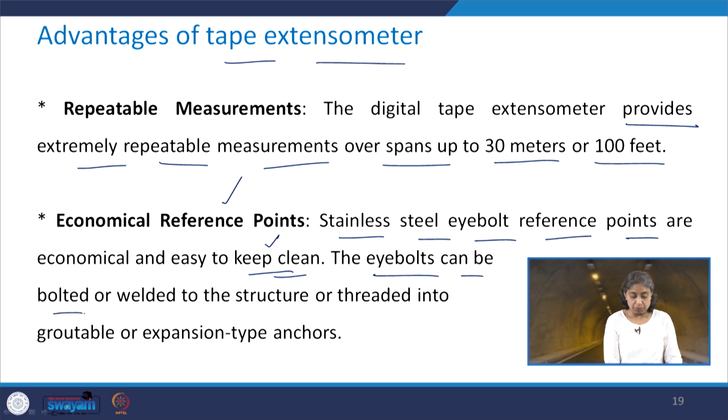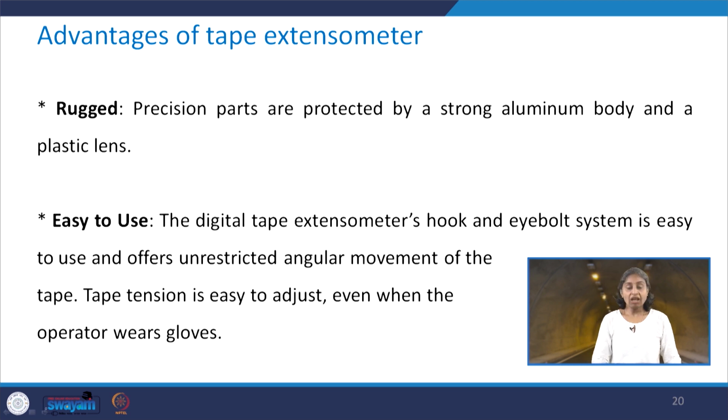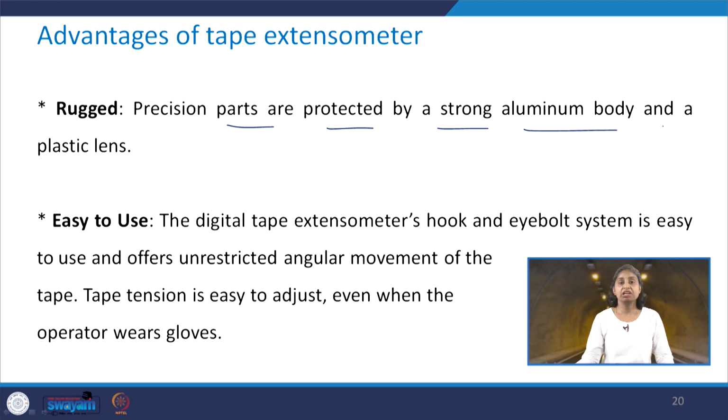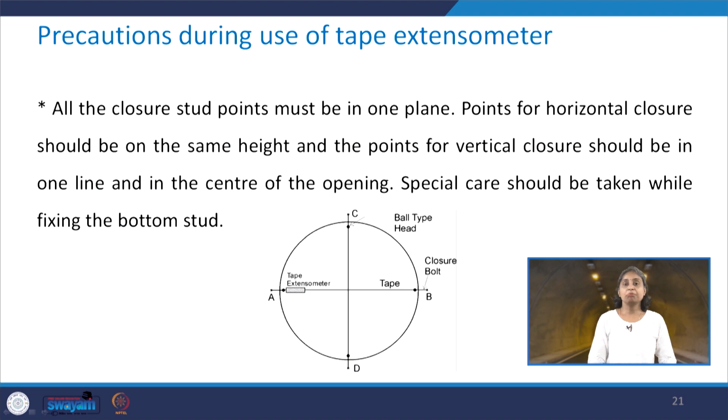The eye bolts can be bolted or welded to the structure, or they can be threaded into groutable or expansion type anchors. These are rugged because the precision parts are protected by a strong aluminum body and the plastic lens. It is very easy to use the tape extensometer, because you just have to hook the two ends to the two reference points, provide proper tension and then note down the readings. The tape extensometer is very easy to adjust even when the operator wears gloves. So these are some of the advantages of the tape extensometer.